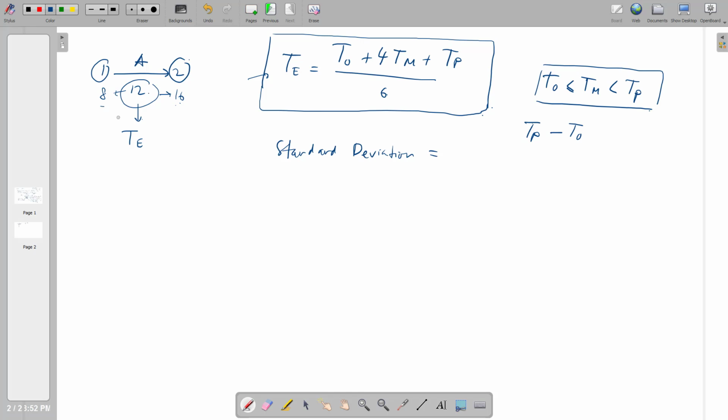For example, if the most likely is 12, and then you go to the time estimate for this one. So the range is TP minus TO. So that makes the standard deviation for this, we usually use the notation of sigma.